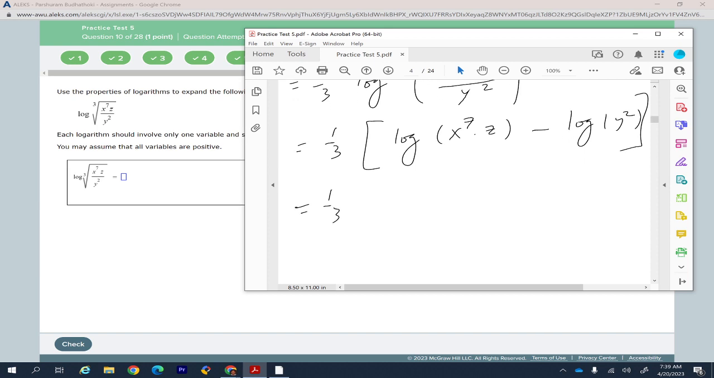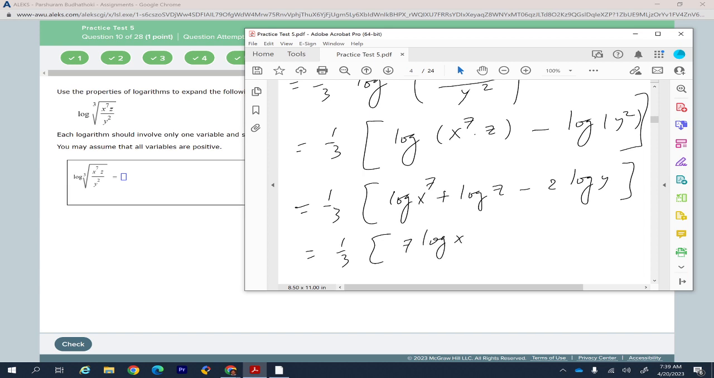Since here is the multiplication, we can use the sum rule. Log x to the power 7 plus log z, minus this 2 comes in front by using the power rule, log y. One more time, there is exponent 7, so you can bring this 7 here and write log x plus log z minus 2 log y. So that's your final answer.